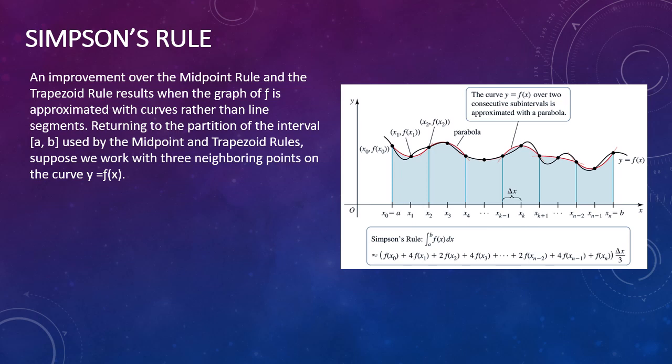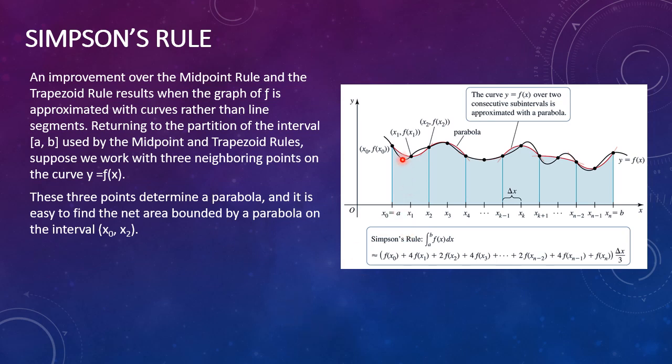Now let's look at Simpson's rule. An improvement over the midpoint rule and the trapezoid rule results when the graph of f is approximated with curves rather than line segments. Returning to the partition of the interval [a, b] used by both the midpoint and trapezoid rules, suppose we work with 3 neighboring points on the curve y equals f of x. We're just going to work with this first shape, if you will, between x sub 0 and x sub 2.